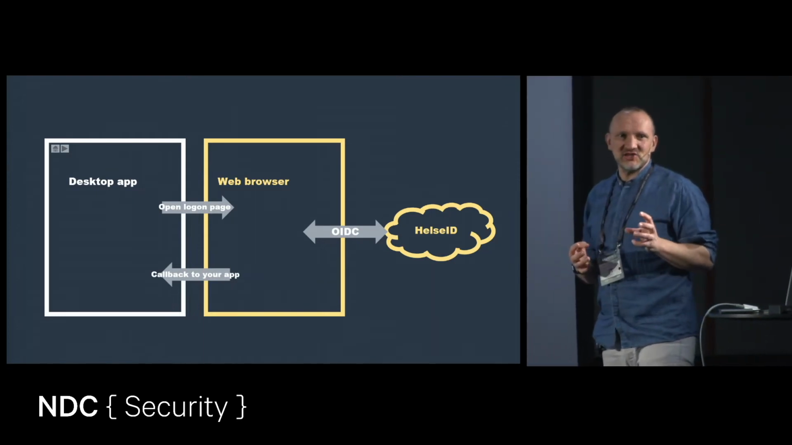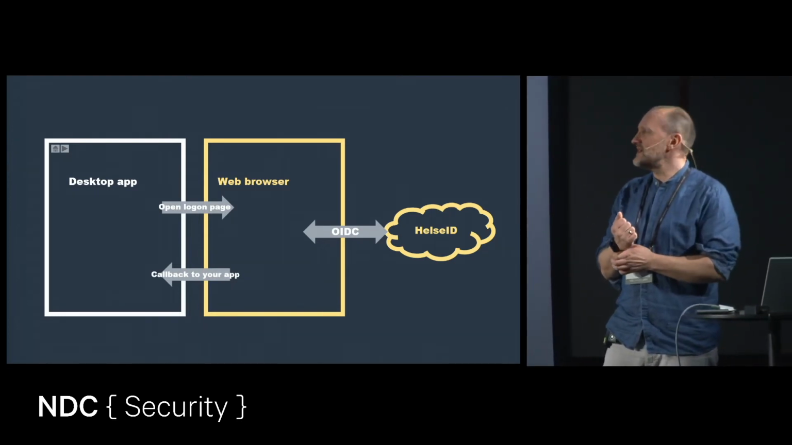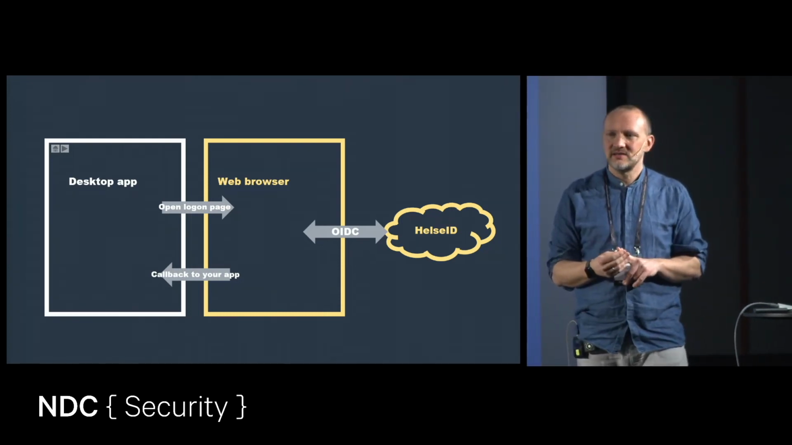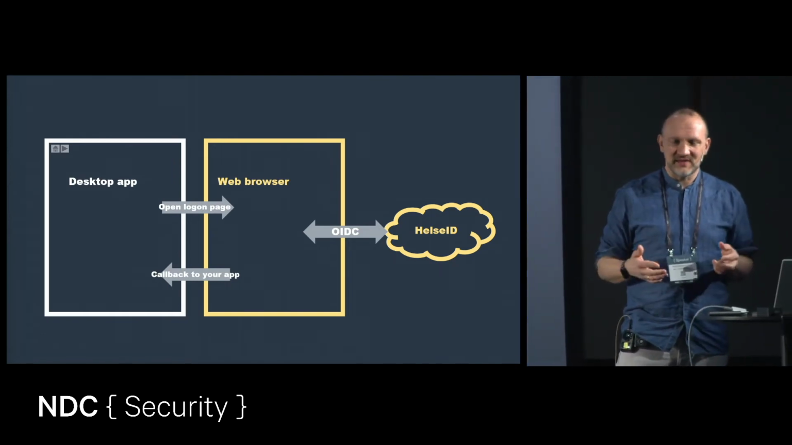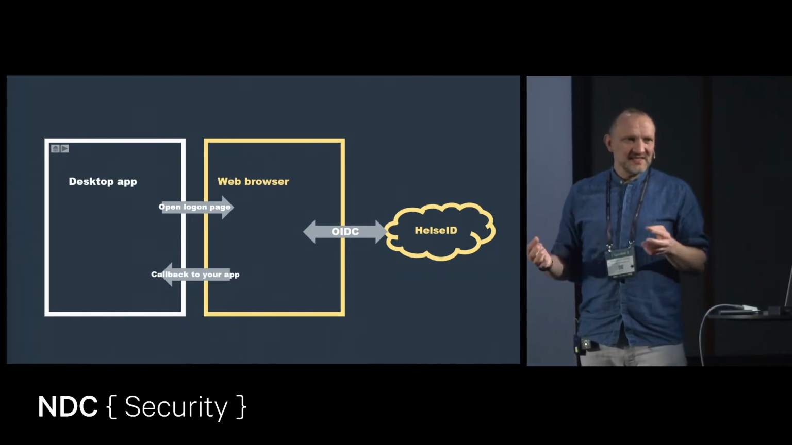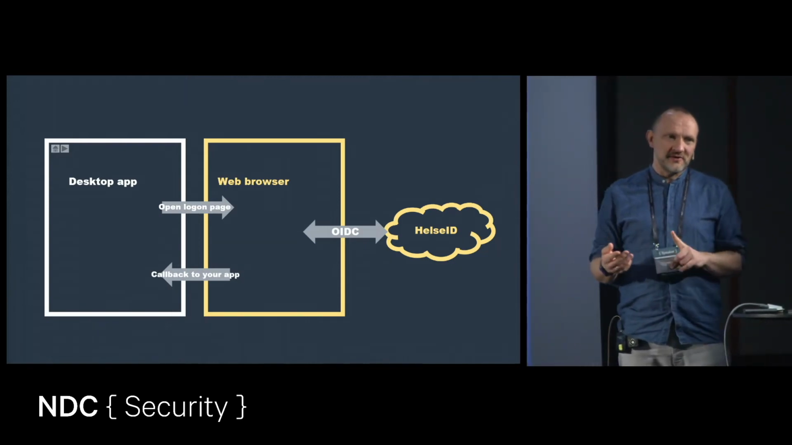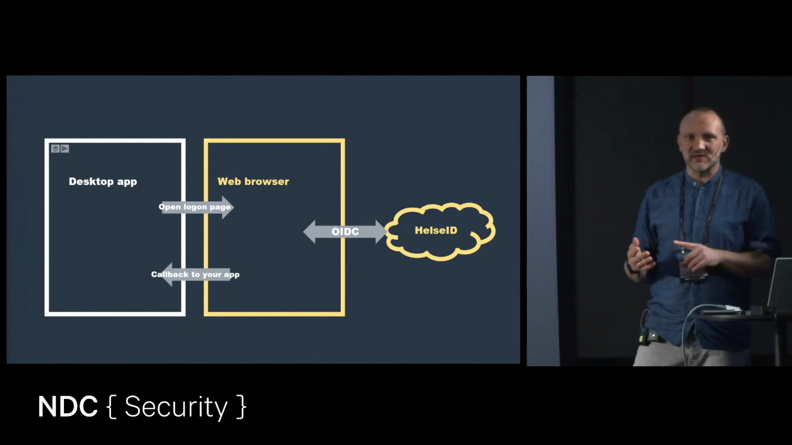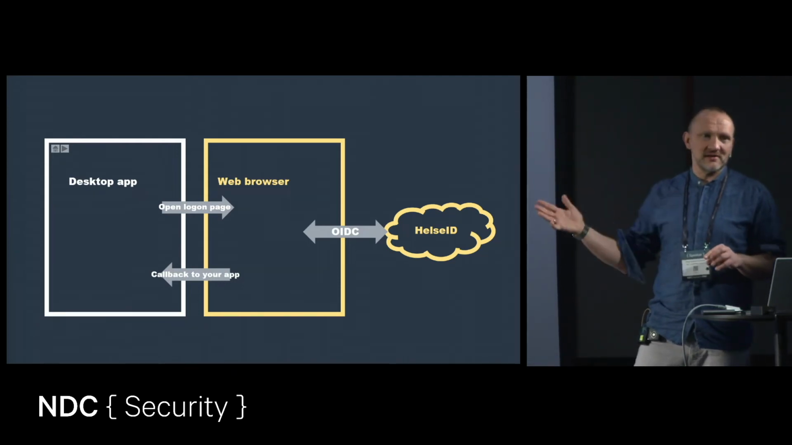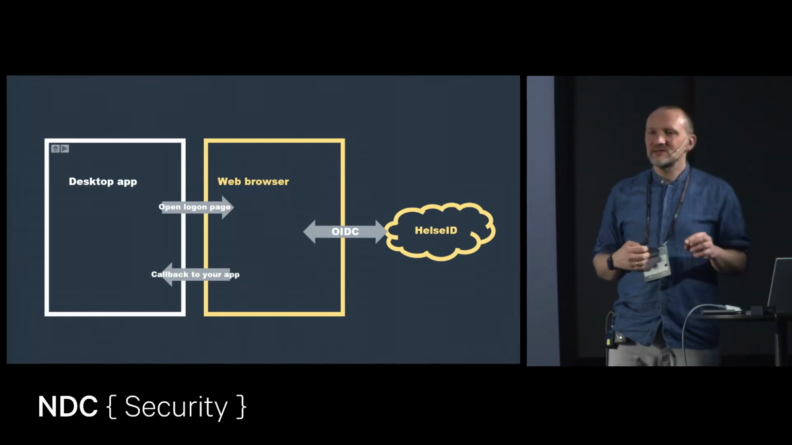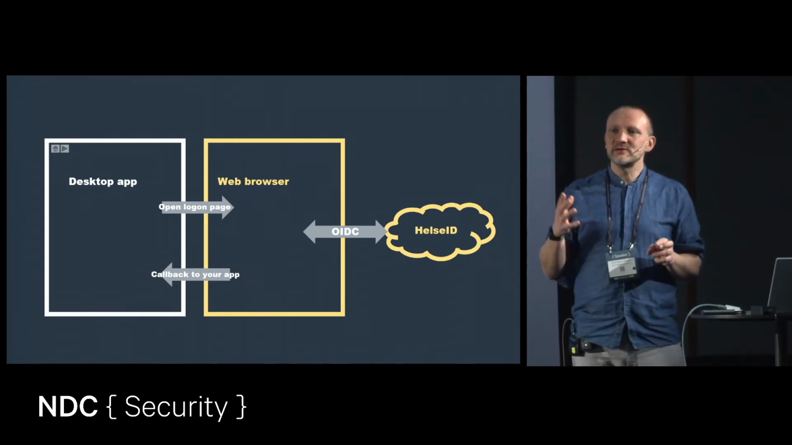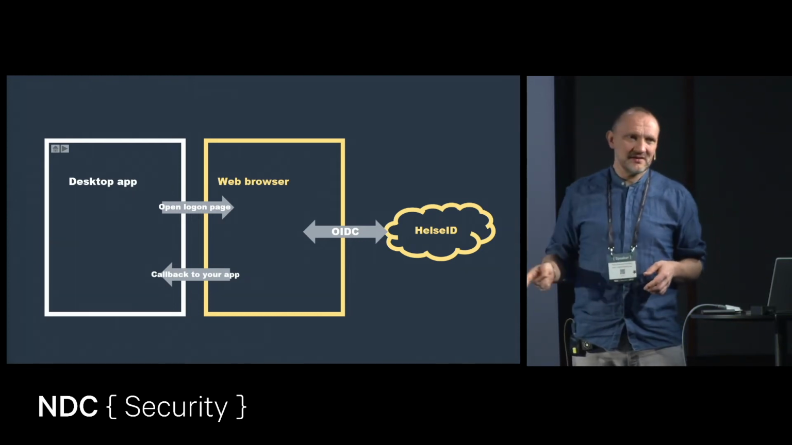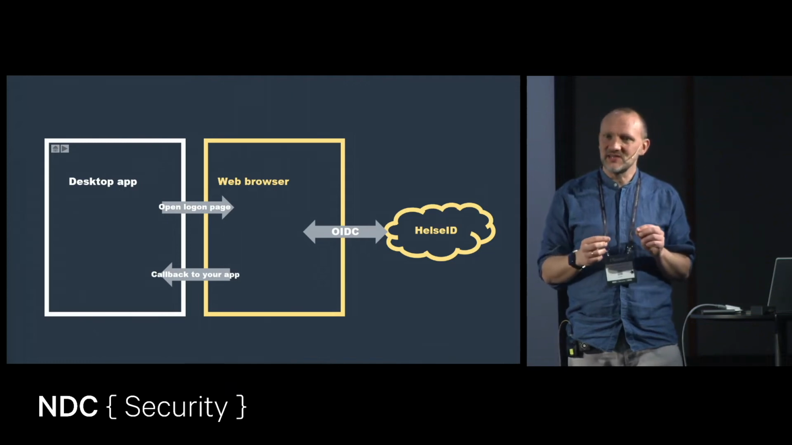Here, the desktop application does not include a web browser. Instead, it communicates with the system web browser on the user's machine, if they have Chrome or Edge or whatever they use. In this case, the application will ask the system web browser to open a URL and tell it, go to HelseID, do a logon. That URL also contains information that tells HelseID, when the user has logged on, go back to this address. And that will point to this tiny web server inside the application.